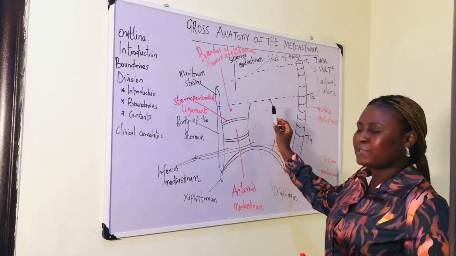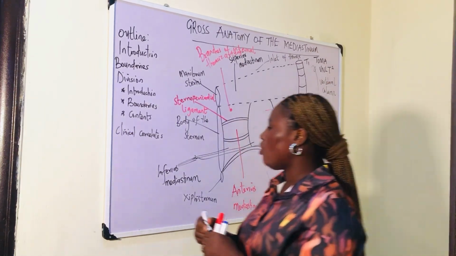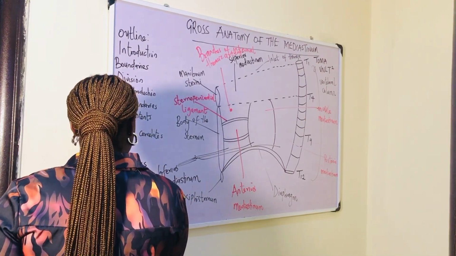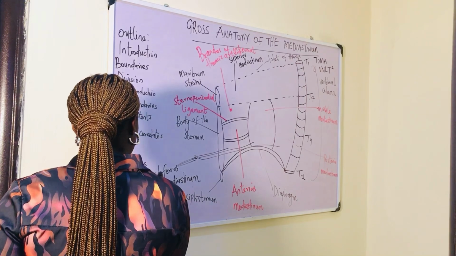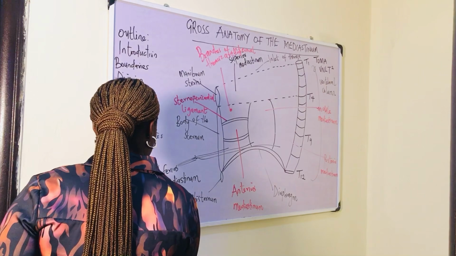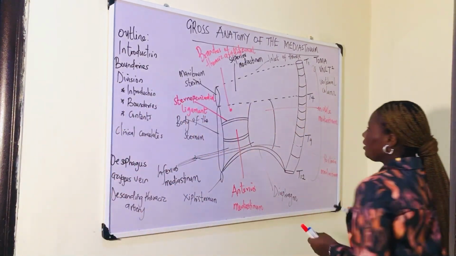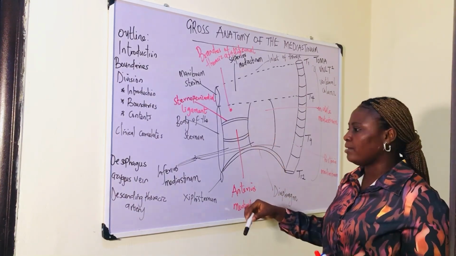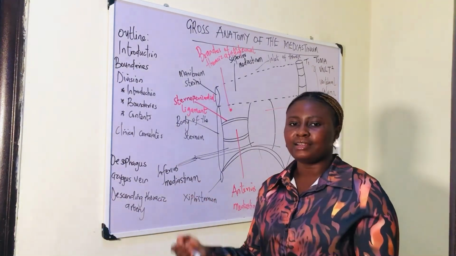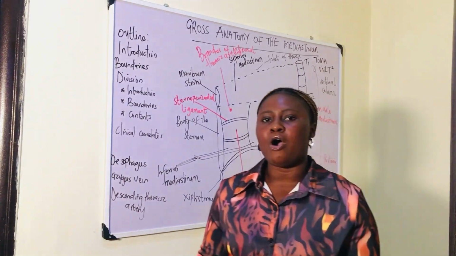Now let's talk about the boundaries of the middle mediastinum. Anteriorly, the middle mediastinum is bounded by the sternopericardial ligament. Posteriorly, it is bounded by the oesophagus, the azygos vein, and the descending thoracic aorta. Then on each side, it is bounded by the mediastinal pleura.